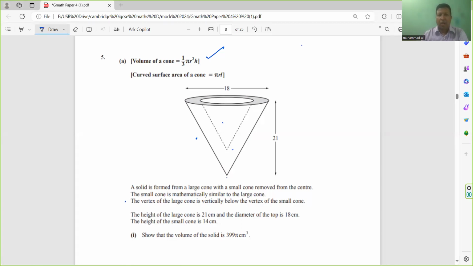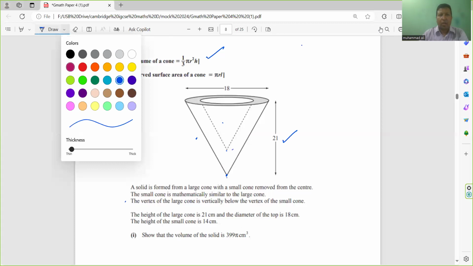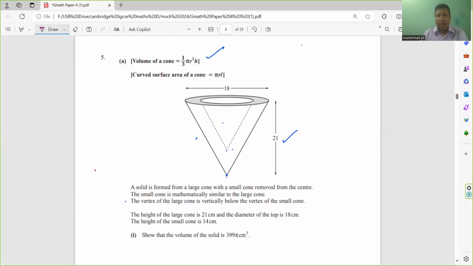The vertex of the large cone is vertically below the vertex of the small cone. The height of the large cone is 21 centimeter, and the diameter of the top, that means the diameter of the large cone, is 18 centimeter, and the height of the smaller cone is 14 centimeter. So we don't have the diameter of the smaller cone. So by using the similarity formula, we can find out the smaller cone diameter.